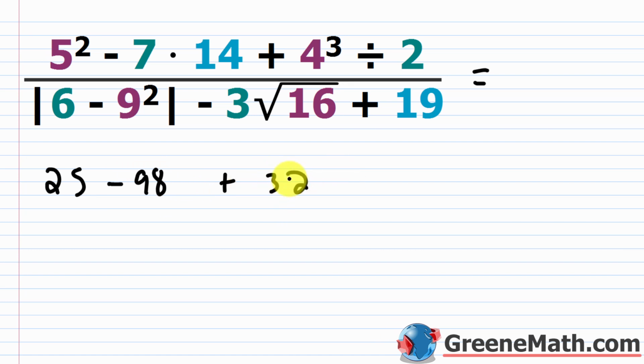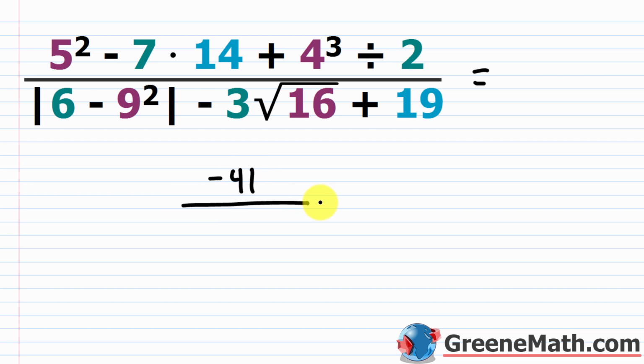So what we have now is just subtraction and addition. You can just work this left to right. 25 minus 98 is going to be negative 73. So let's write negative 73, and I forgot the 7. And then I'm going to add this to 32, and that's going to give me negative 41. So that's my simplified numerator.